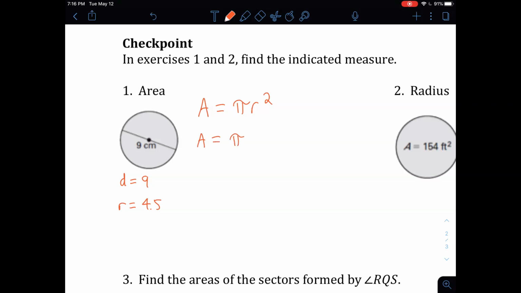So area equals pi times 4.5 squared. You're just going to multiply that, and it's going to be approximately, actually. Whenever you multiply by pi, it's going to be an approximation because pi goes on forever and it really messes things up, but it's going to be approximately 63.62 centimeters squared. And there you go.